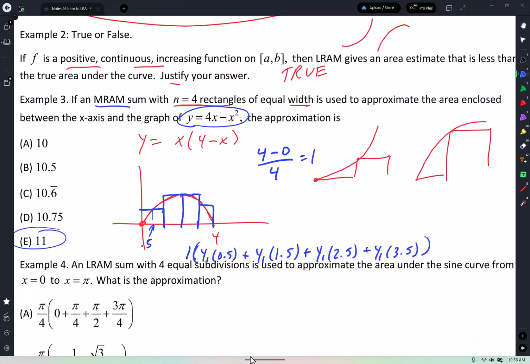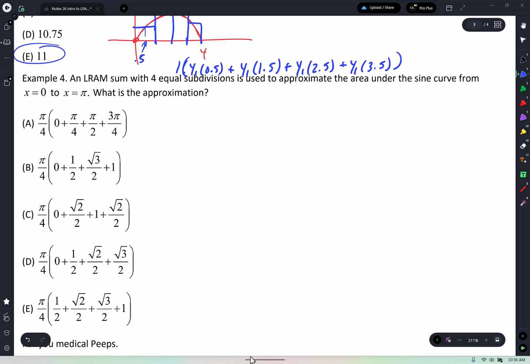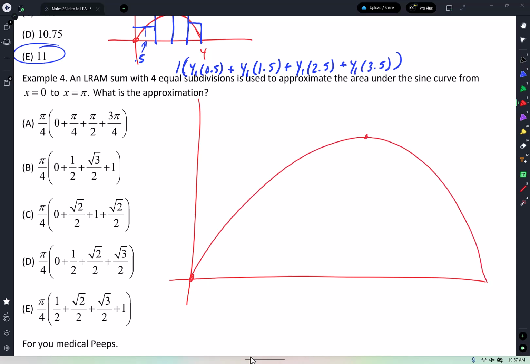Look, it'll make sense with this one because this one's a visual one for you guys. All right, I'm going to go slow. An LRAM sum with 4 equal subdivisions is used to approximate the area under the sine curve from 0 to pi. A little bit of pre-calc. What is sine of 0? 0. What is sine of pi? 0. So it looks like this. We're right smack in the middle, it's pi over 2. It's not perfect, but that's fine.